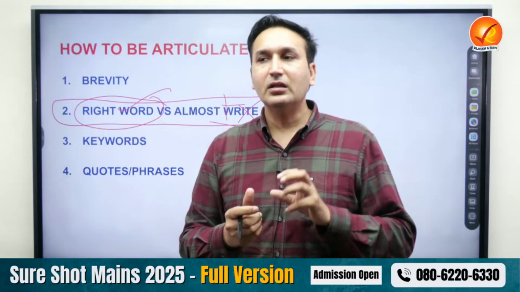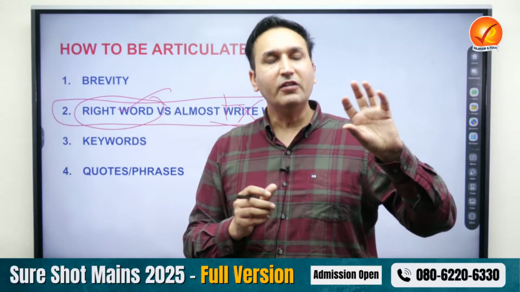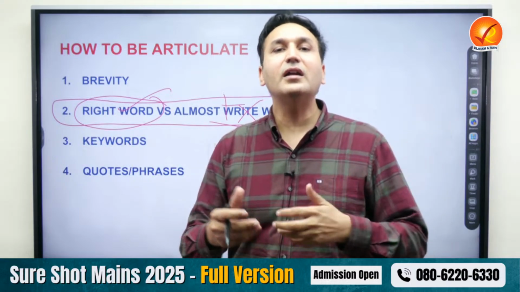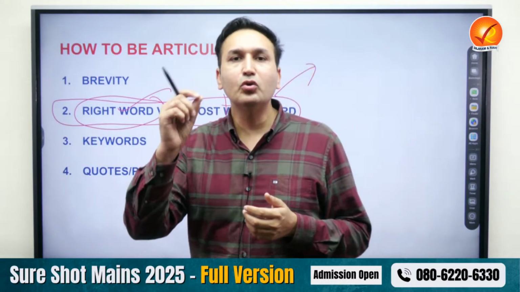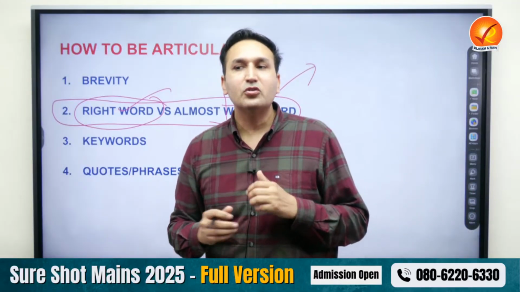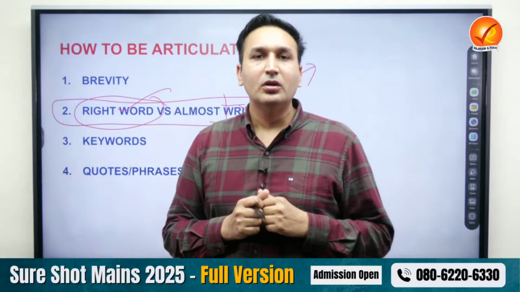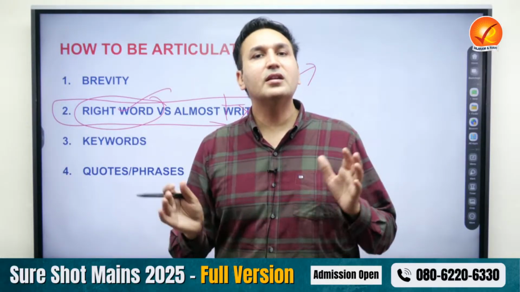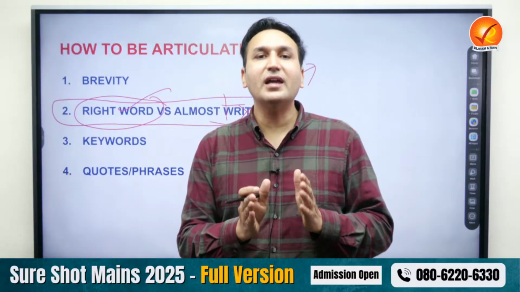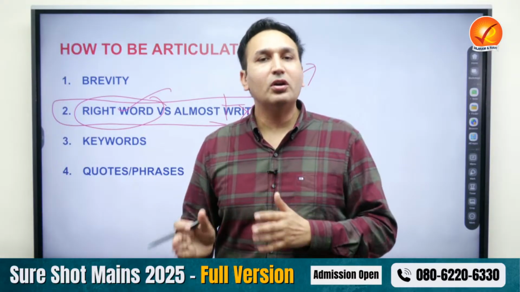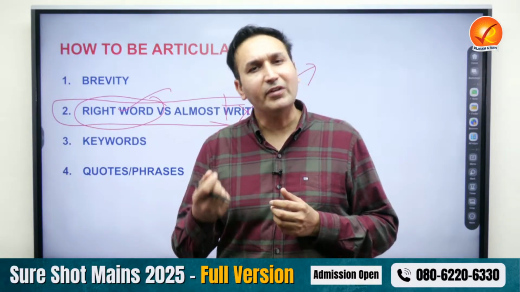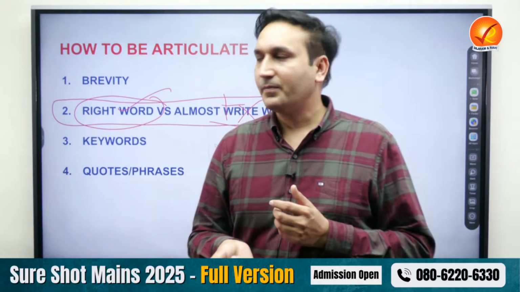Mark Twain once said the difference between the right word and the almost right word is the difference between lightning and a lightning bug. Lightning bug, that jugnu that you see every day, and lightning is that bijli that kadakti hai asman mein. So there is a huge difference between those two. Although both of them shine, there is a huge difference. The right word will have the impact of lightning, and the almost right word will only have the impact of a lightning bug. The impact will be very less. The examiner will not be impressed.